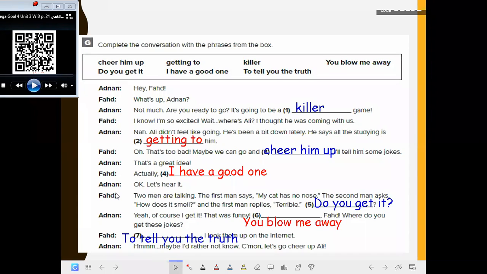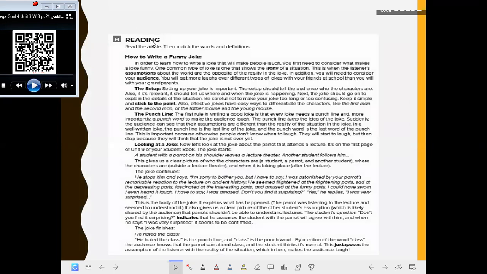I want you to open your workbook on page 24 and follow me to know all the answers and all the information we are going to take. And I want you to pay attention because we are going to discuss some points related to the lesson of today. It's about reading, as you see. As you see here, it says read the article, then match the words and definitions. طبعا احنا هنقرأ النص وهنتناقش في بعض النقاط أو بعض الأسئلة.